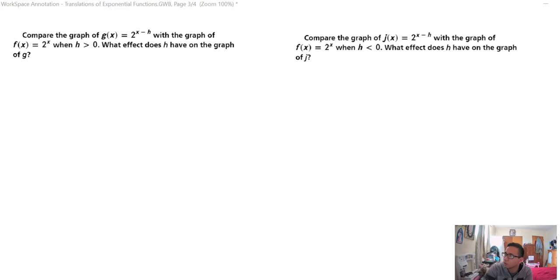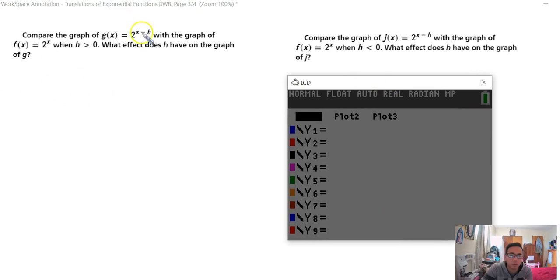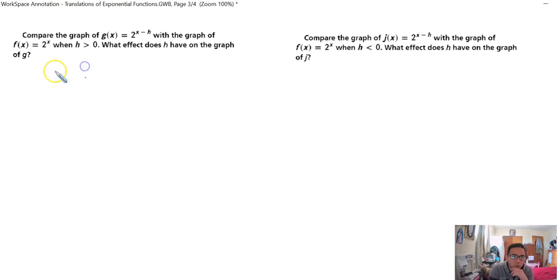So I'll go ahead and grab my calculator here. Let's start with this one. We are going to compare g of x is equal to 2 raised to x minus h with the parent function that we have, which is 2 raised to x. And let's say h must be greater than 0, so let's say 5. Okay, so let's graph that using our calculator.